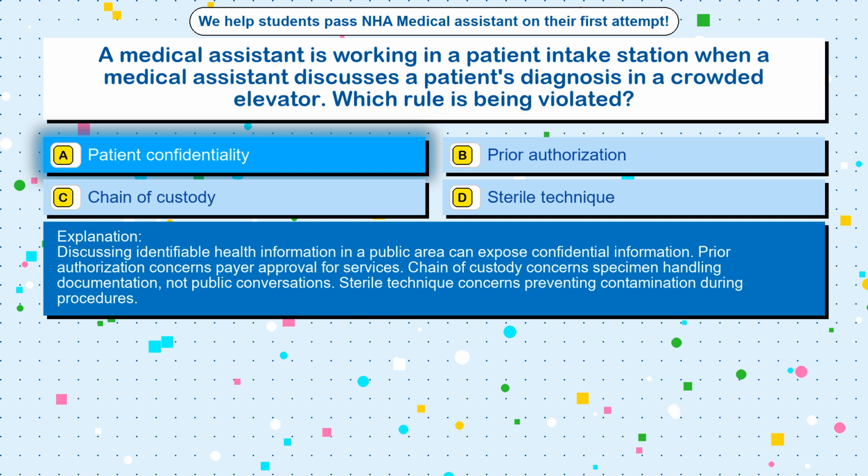Prior authorization concerns payer approval for services. Chain of custody concerns specimen handling documentation, not public conversations. Sterile technique concerns preventing contamination during procedures.